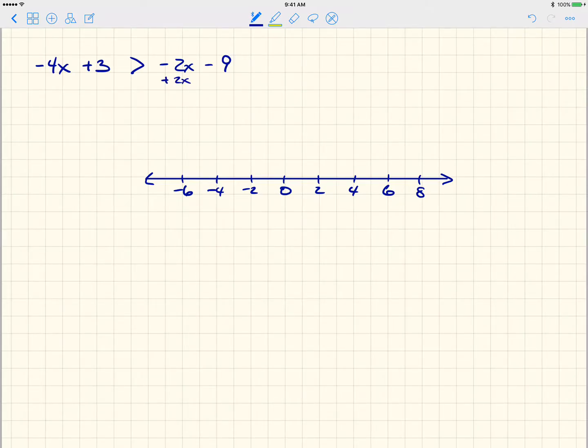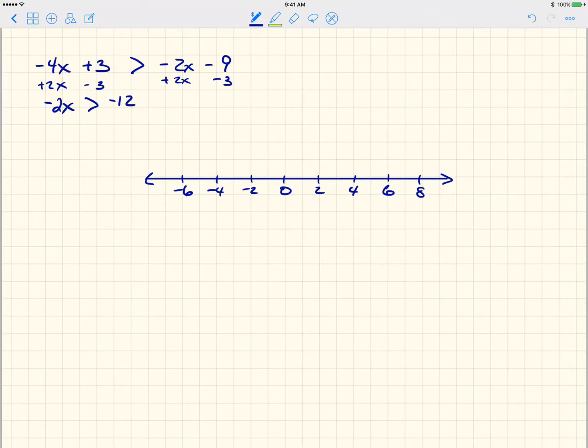I'm going to add 2x over on this side, and then I'm just going to shortcut this. We're going to subtract 3 because I want all the constant values over on the right. So we subtract 3 from this side, subtract 3 from that side. What that gives me is negative 2x is greater than, what do we have? Negative 9, and a negative 3 is a negative 12.